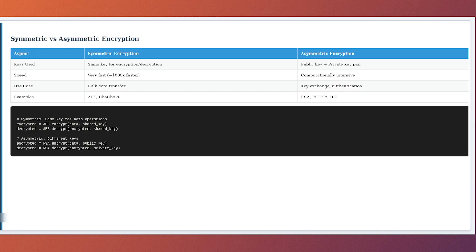Imagine you and a friend have identical keys to a lockbox. You can lock a message in the box, and your friend can unlock it with their identical key. The same key is used for both encryption and decryption, hence, symmetric. Common symmetric algorithms include AES, or Advanced Encryption Standard, which might use key sizes of 128, 192, or 256 bits.